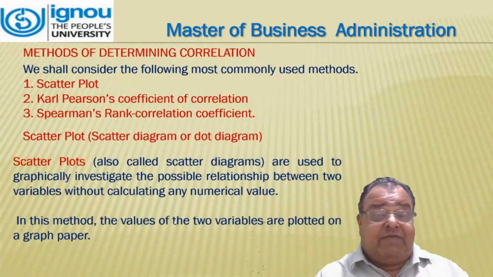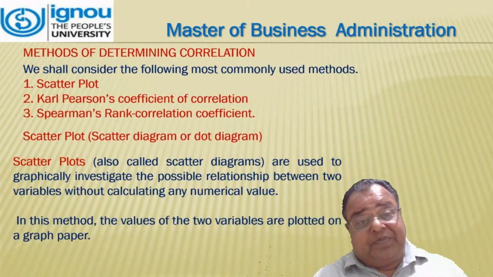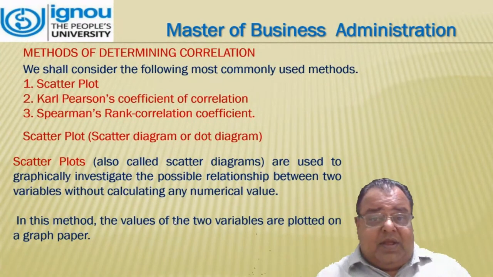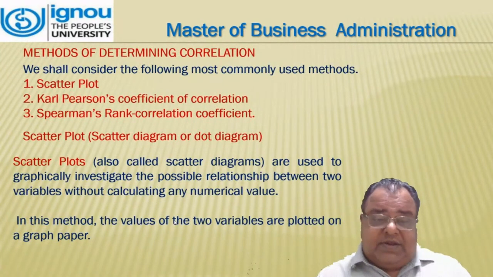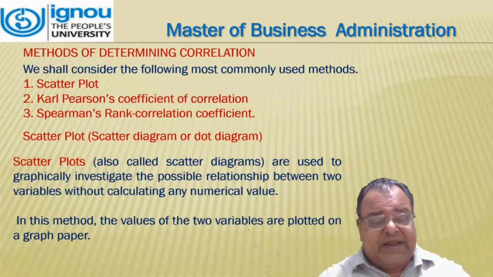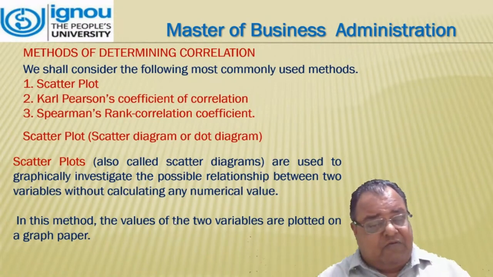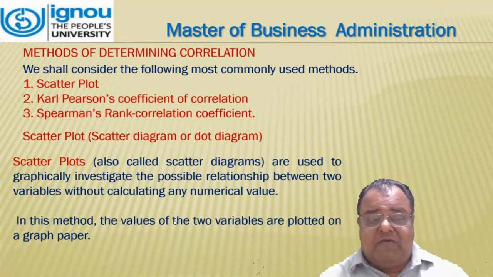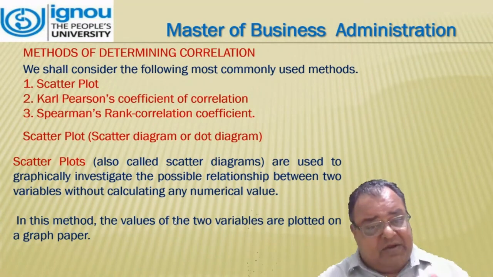What are the different methods of determining correlation? First one is scatter plot. Second one is Karl Pearson coefficient of correlation. Third one is Spearman's rank correlation coefficient.